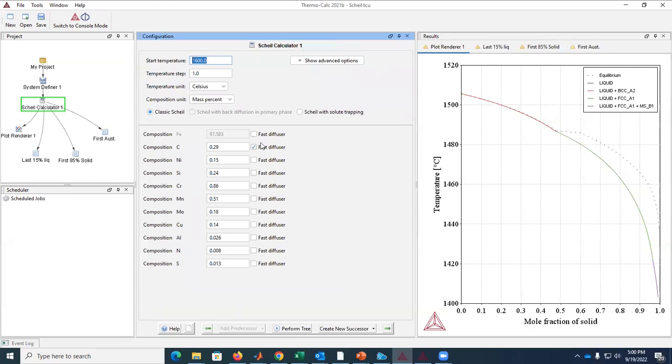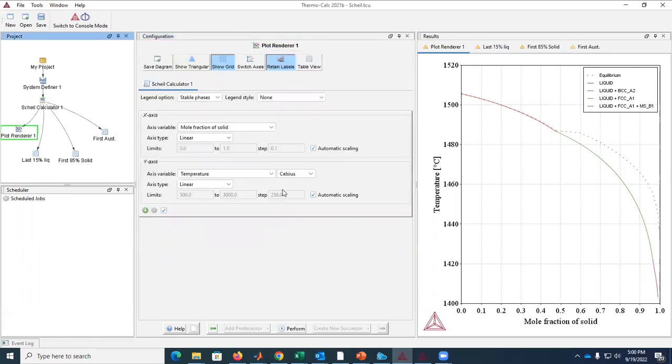Here is just the chemical composition. Notice that there is also an option in ThermoCalc which selects the fast diffuser. A fast diffuser is a function that ThermoCalc uses to assume that some of the elements are going to diffuse faster in the solid, which is something that is not considered in the regular calculations. I can place some of these interstitial elements as fast diffusers, but I'm just going to allow carbon to be a fast diffuser.